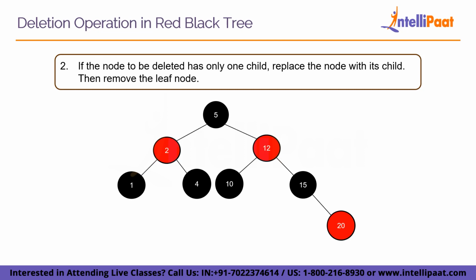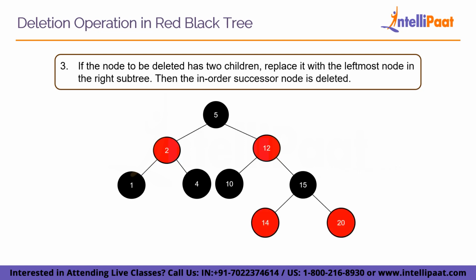If the node to be deleted has only 1 child, replace the node with its child, then remove the leaf node. If the node to be deleted has 2 children, replace it with the leftmost node in the right subtree, which is the node that comes after it in the hierarchy. The in-order successor node should then be deleted as if it had only 1 child.